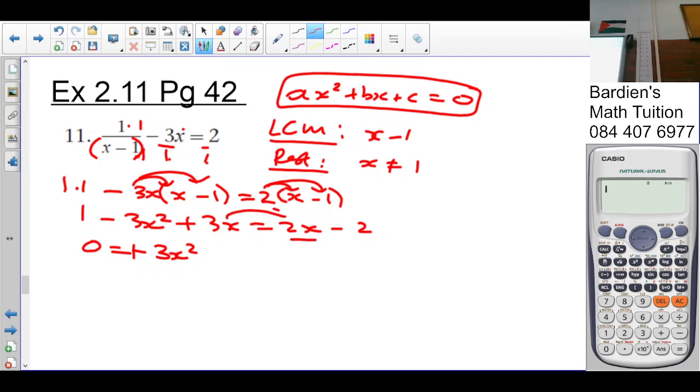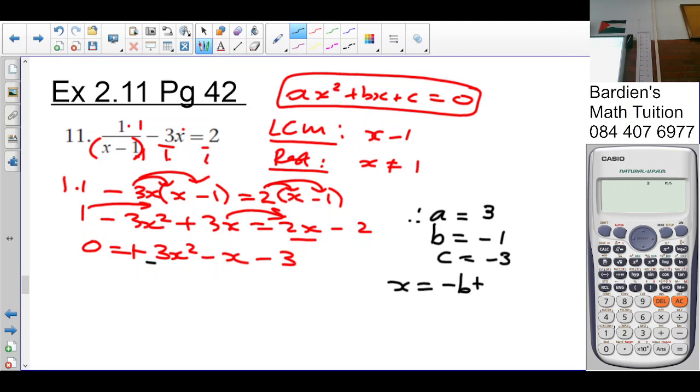So we got 2x minus 3x. What's 2 minus 3? Negative 1. So 2x minus 3x is negative x. Negative 2 minus 1 is negative 3. So in standard form, therefore, A is equal to 3, B is equal to negative 1, and C is negative 3. You guys understand? What's my quadratic formula? X is equal to minus B plus minus the square root of b squared minus 4ac over 2a. Not so?